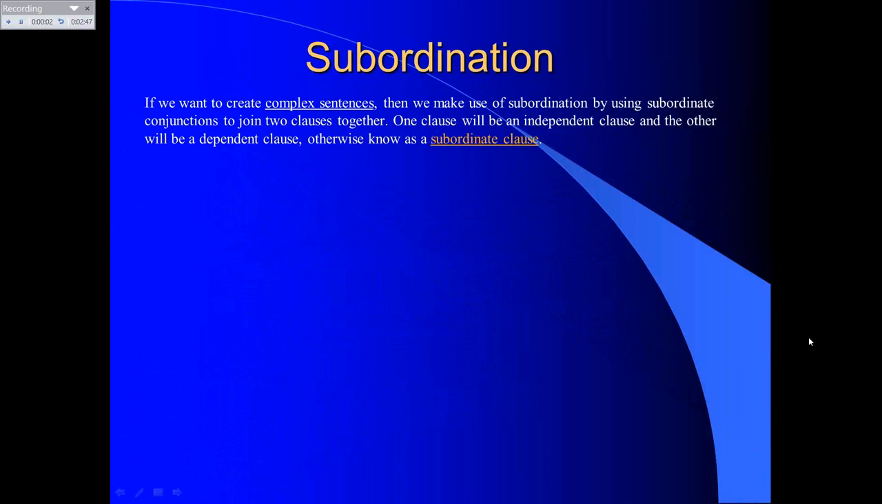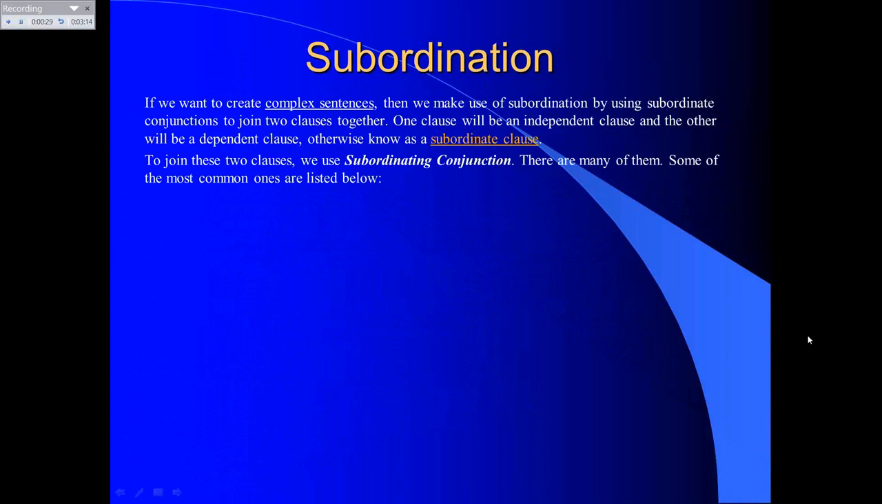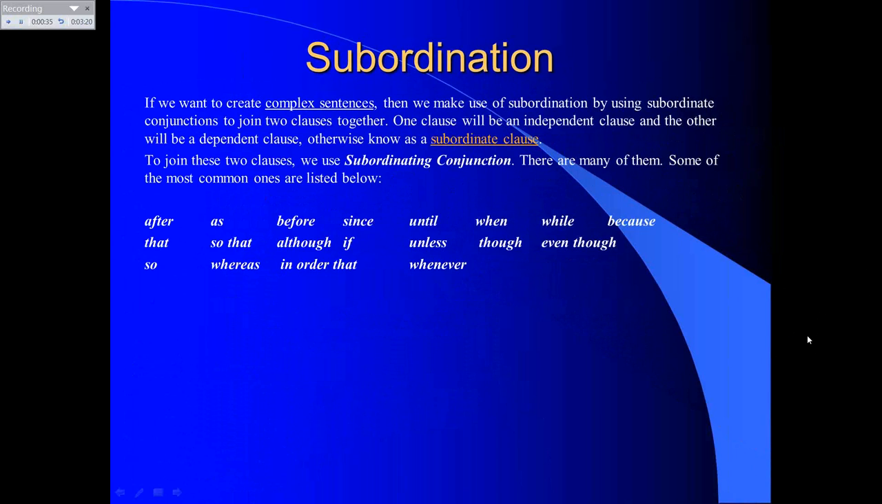Then we have another kind of conjunction. These are called subordinate conjunctions. If we want to make a complex sentence, then we have to use one of these subordinate conjunctions. That's what they do, is to join two clauses together. And one of them will be an independent clause, otherwise known as a complete sentence, and the other one will be a dependent clause, and we call those subordinate clauses. To join these two clauses, we use subordinate conjunctions, and I have a list of several of them here for you. And you can see they're very common words.